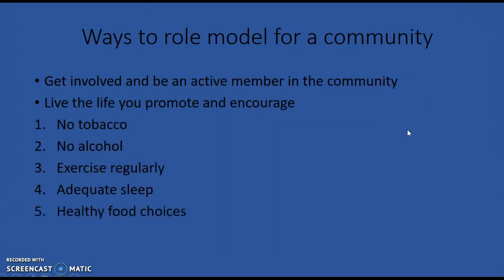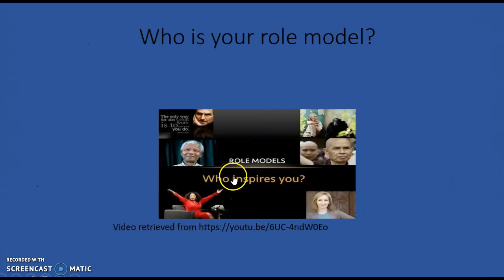Ways to role model for a community, okay? Be that community leader. I'm not saying be perfect. However, if you want to get involved in things in the community that promote how you make your choices to how you live your life. So no tobacco, no alcohol, exercise regularly, adequate sleep, healthy food choices, okay? I think that's everything we can all agree to. So who's your role model?